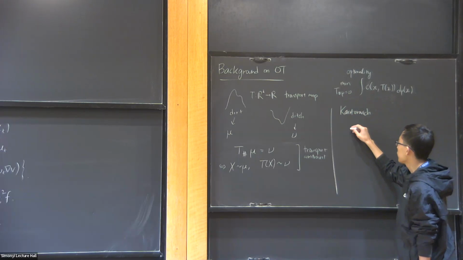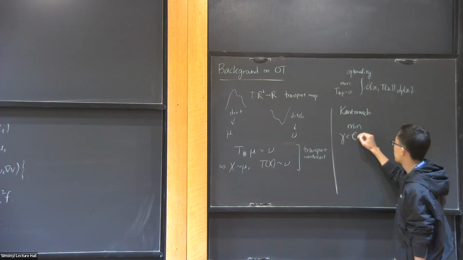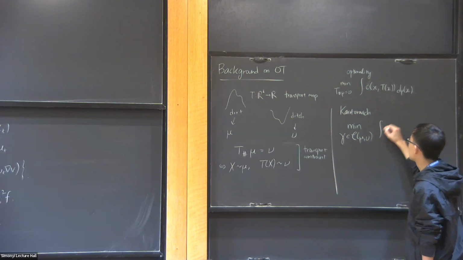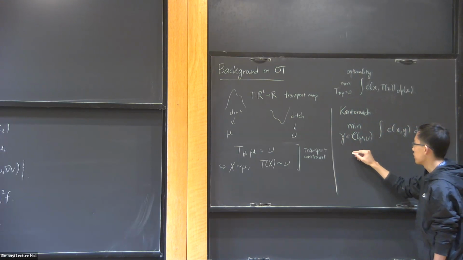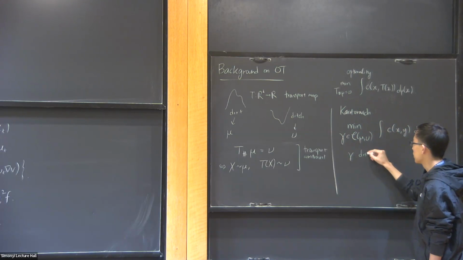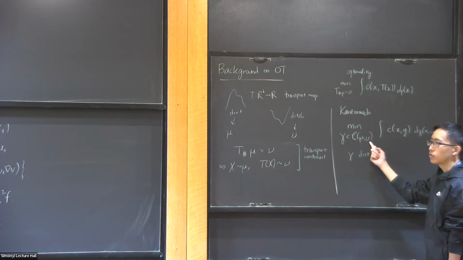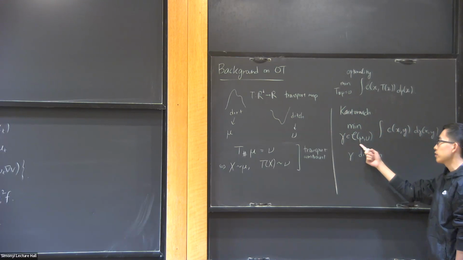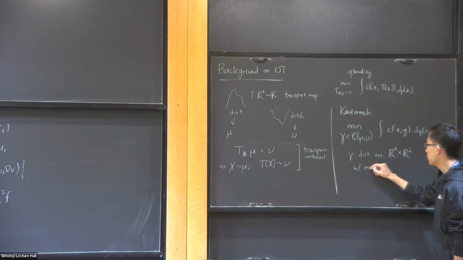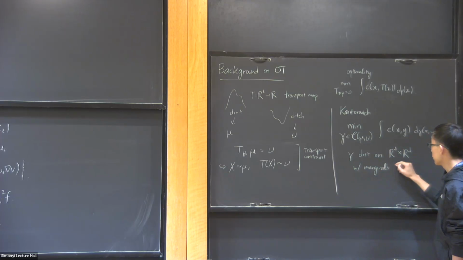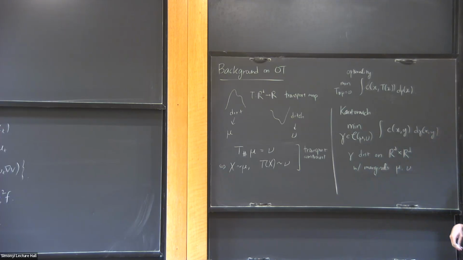So what he suggested was that I'm going to instead minimize over all couplings of my two measures, and then I just find the average cost under this coupling. Coupling means that gamma is a distribution on the product space over where these distributions are defined. So if these are both distributions over R^d, then this is a distribution over R^d cross R^d. And then I want the marginal distributions to be mu and nu respectively.